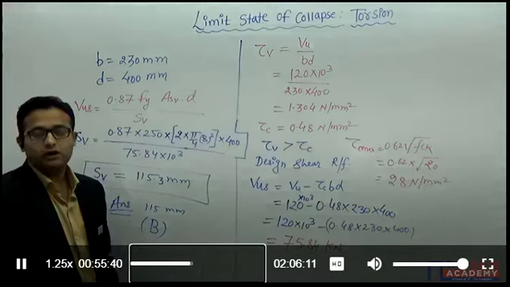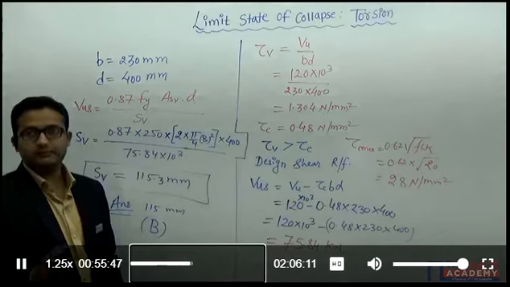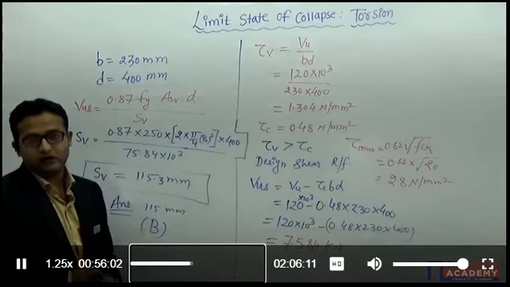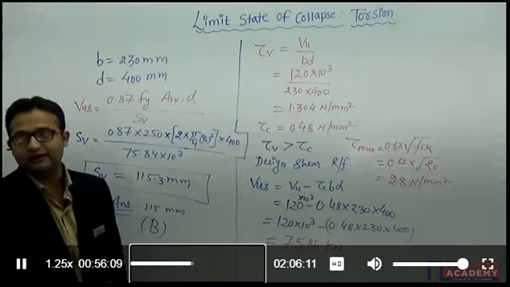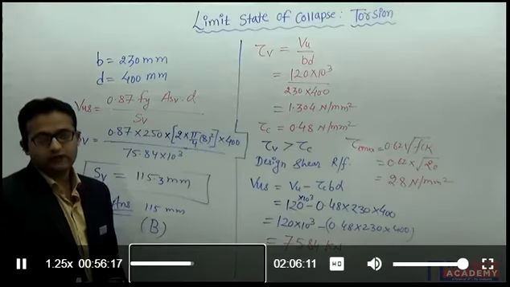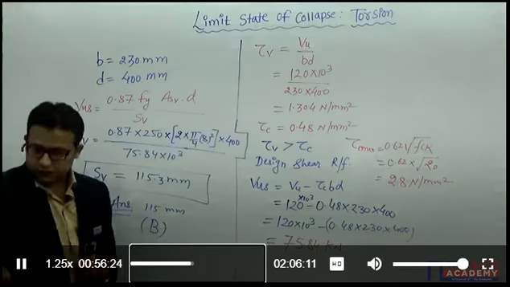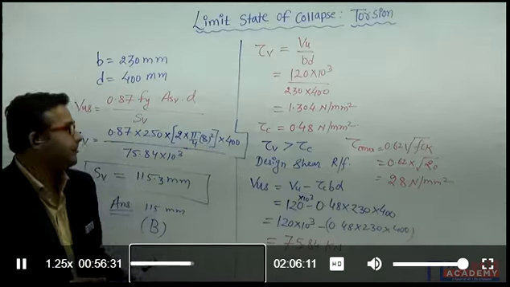Now, let's solve one more problem for the same data, GATE 2008, again for 2 marks. In addition, suppose the beam is subjected to a torque whose factored value is 10.90, meaning Tu this time they have given. The same beam now is subjected to a torsional moment of 10.90 kilonewton meter. The stirrups have to be provided to carry a shear equal to... Now we need to find the shear force for which we are going to design the shear stirrups, right? So let's start the calculation considering the effect of torsion of 10.90 kilonewton meter.